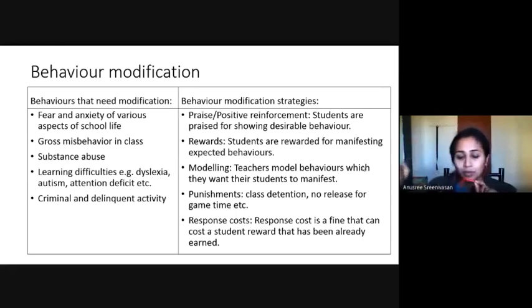And then modeling. Teachers model behaviors which they want their students to manifest. Yeah, so you teachers are the model for the students, so they learn from you. And then punishment, yeah, this too can be done. Class detention or no release for game time, etc., can be given, as that is also a way of modifying the bad behaviors.